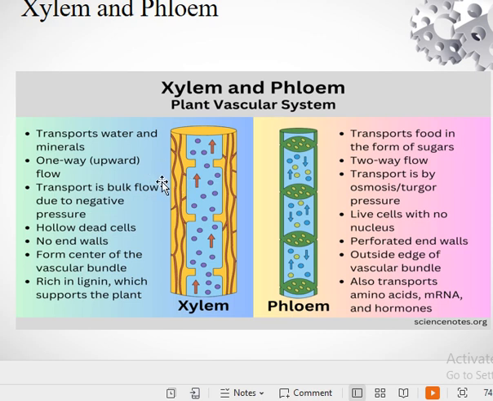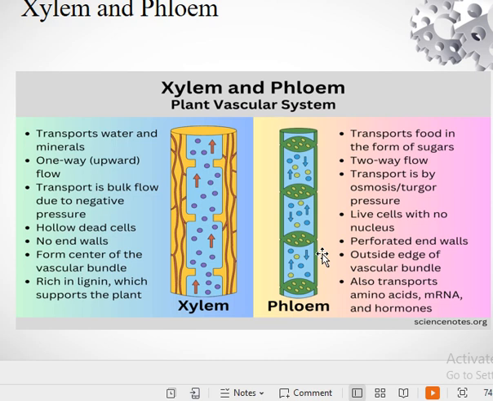That is responsible for the transport of water and minerals, and in xylem only upward, one-way flow occurs, from the roots to the upward parts of the plant.